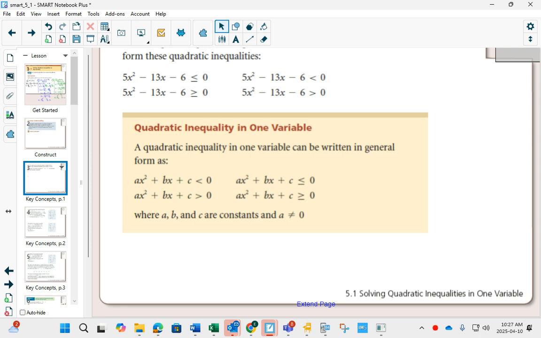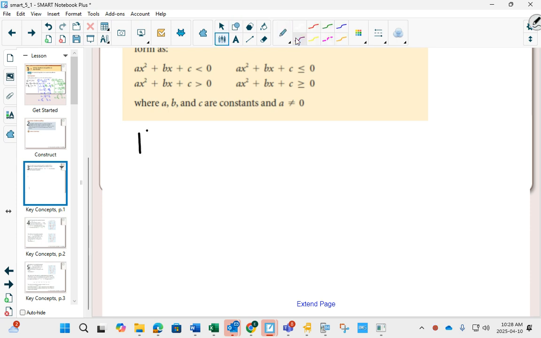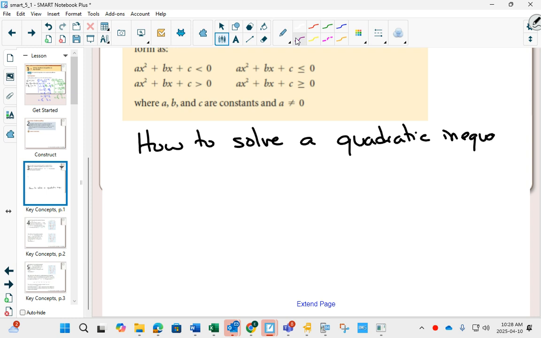So what we're going to do is, you have space right beside this. I'm going to get you to write this right beside, how to solve. So we have the steps. How to solve a quadratic inequality. Just like a quadratic equation.